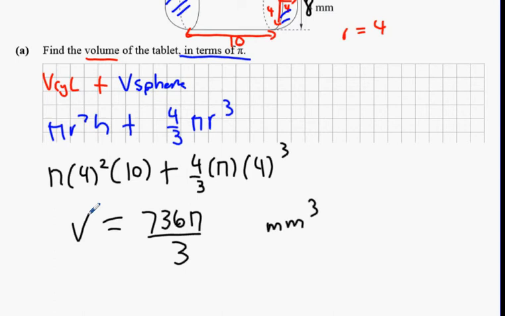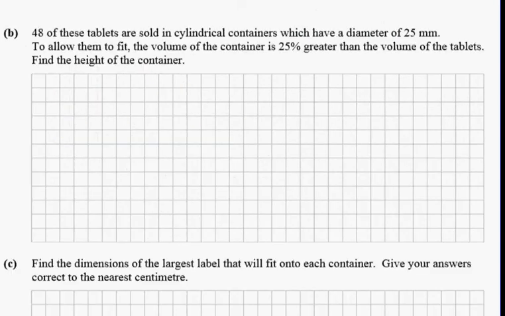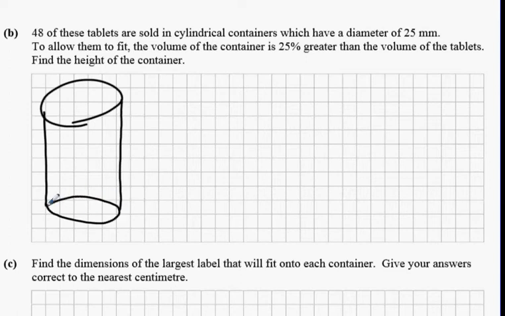Now, part B. 48 of these tablets are sold in cylindrical containers, which have a diameter of 25. A diameter of 25 means a radius of 12.5. To allow them to fit, the volume of the container is 25% greater than the volume of the tablets. Find the height of the container.